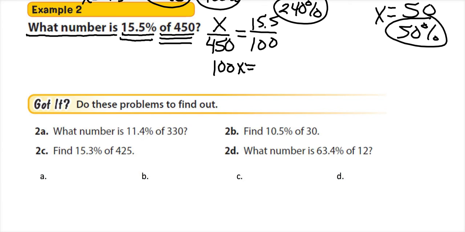So I said you either get easy multiplication or you get easy division. This time we're going to get easy division instead of multiplication. So we're going to take 450 times 15.5. Go ahead and type that in. And we should get 6,975.